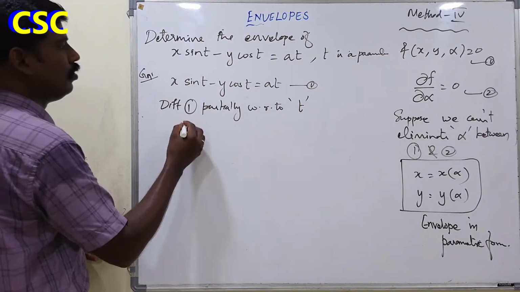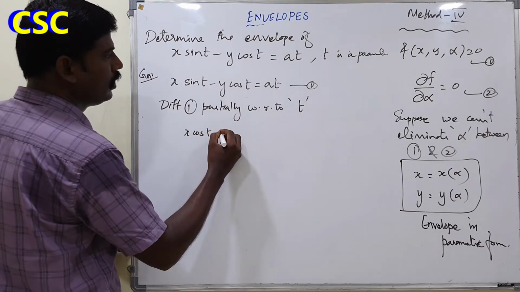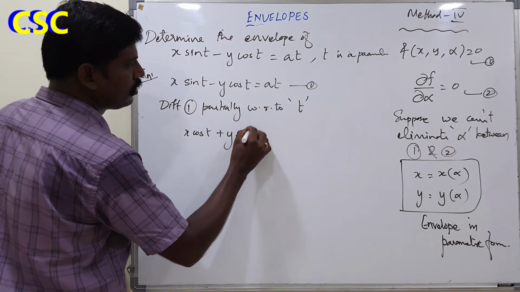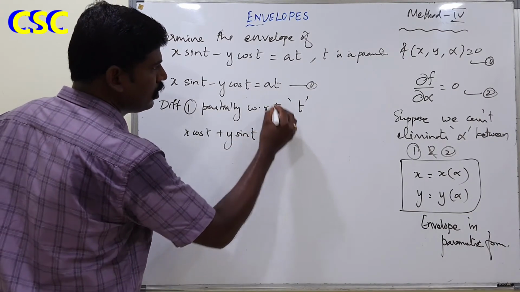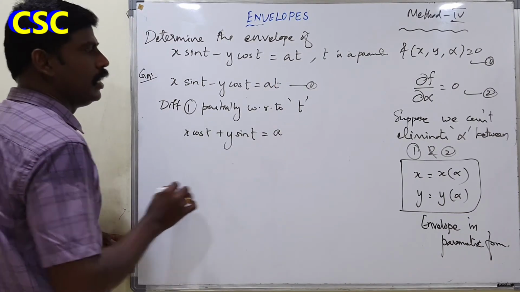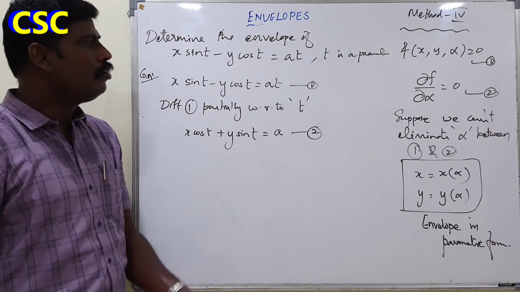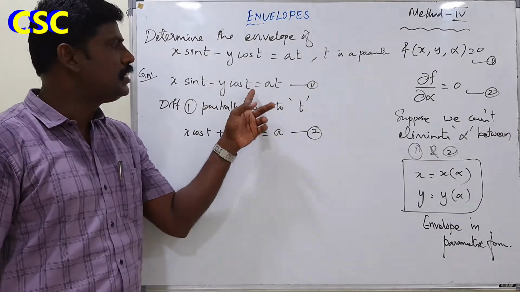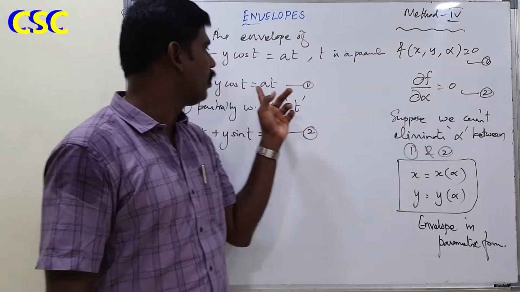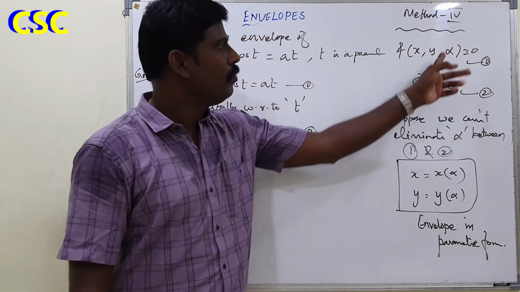Right? So sin t becomes cos t, so x cos t, and then cos t becomes minus sin t, so plus y sin t equals the right hand side. Differentiating with respect to t, you will get a into 1, that can be written as a, called equation number 2. Look here, we can't eliminate t between 1 and 2. Here I am taking t as the parameter, so we can't eliminate t from these two equations.